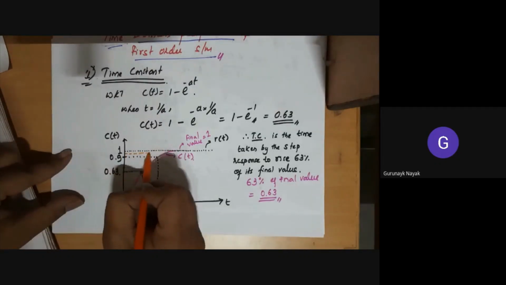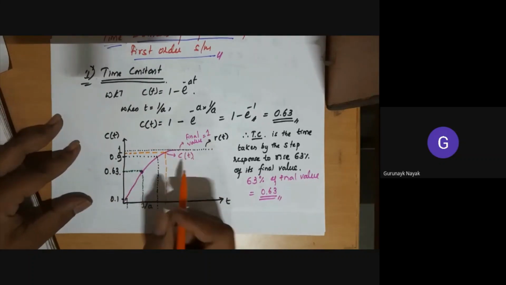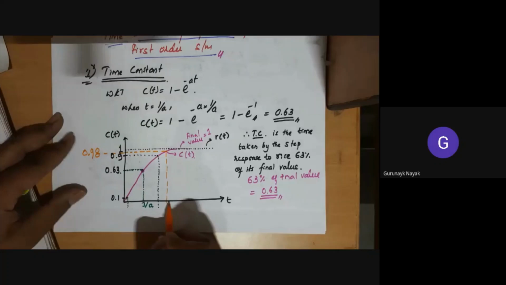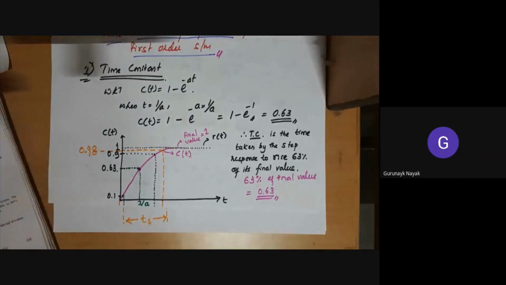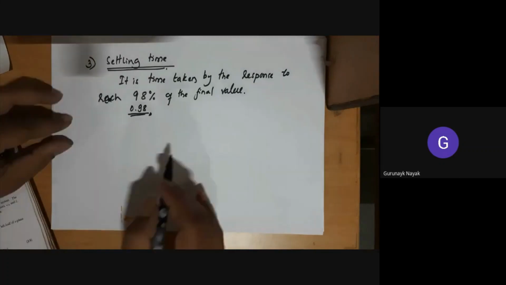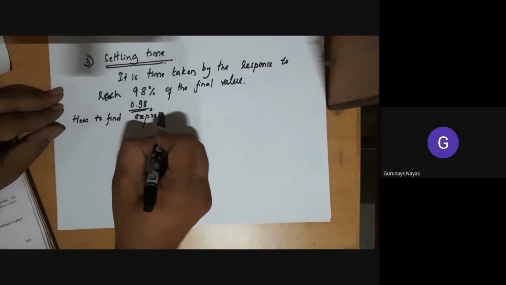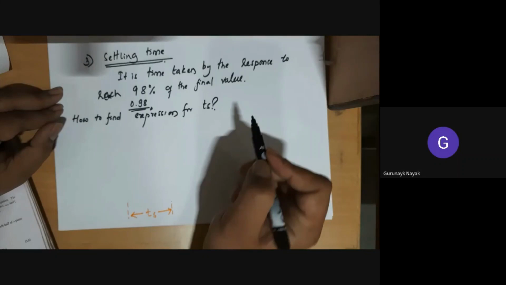Let me mark 0.98 in the graph. It is very much nearer to the unity, there is no doubt. And this particular time I will mark as Ts. Settling time Ts. So again, can we find the formula for this Ts? I will pause it for 3 to 4 minutes, and everyone should try to find the formula for Ts.